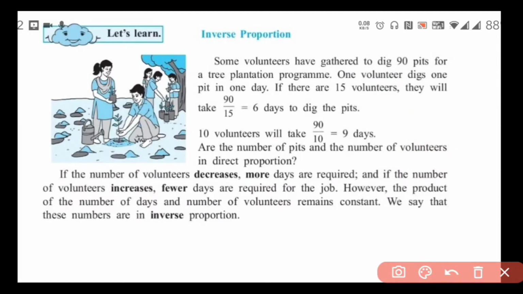Are the number of pits and number of volunteers in direct proportion? Are they in direct proportion? Are both the quantities increasing at the same time, or decreasing at the same time? No. If the number of volunteers is increasing, the number of days is decreasing. And when the number of volunteers is decreasing, the number of days is increasing. Both the quantities are not decreasing or increasing at the same time. One is increasing and the other is decreasing. When the first is decreasing, the other is increasing.